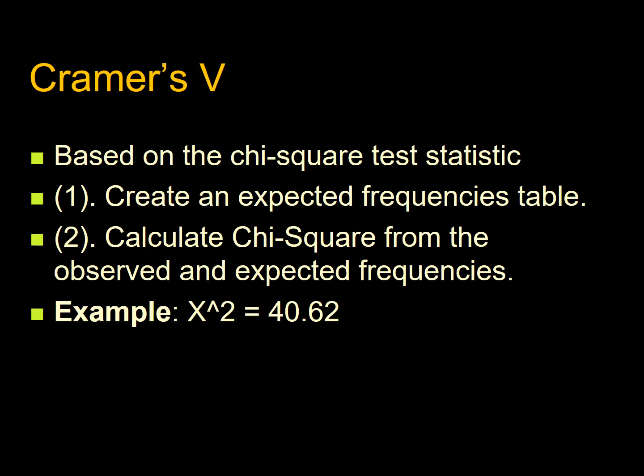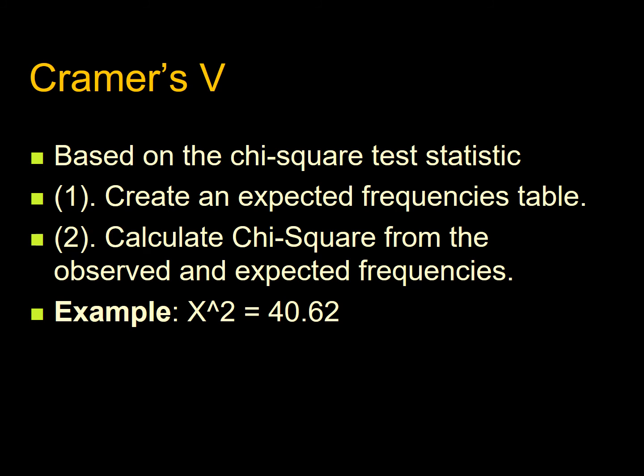Now, Cramer's V is a statistic applied to symmetrical contingency tables, ones in which the rows and the columns are the same. It's based on the chi-square statistic. The formula is the square root of the calculated chi-square value divided by the total number of cases times k, which is the smaller of the rows or columns, minus 1. This is then going to give us Cramer's V.